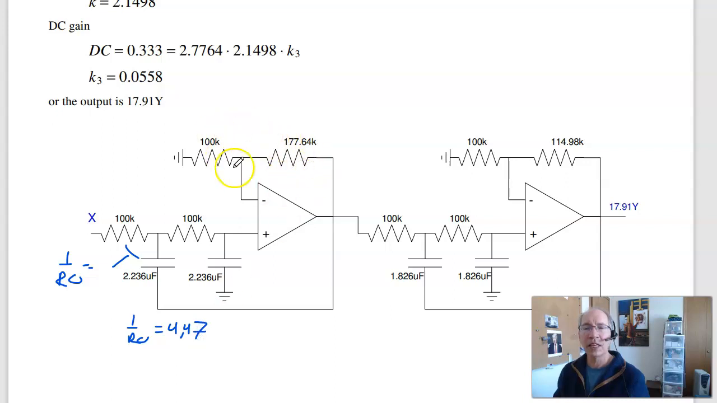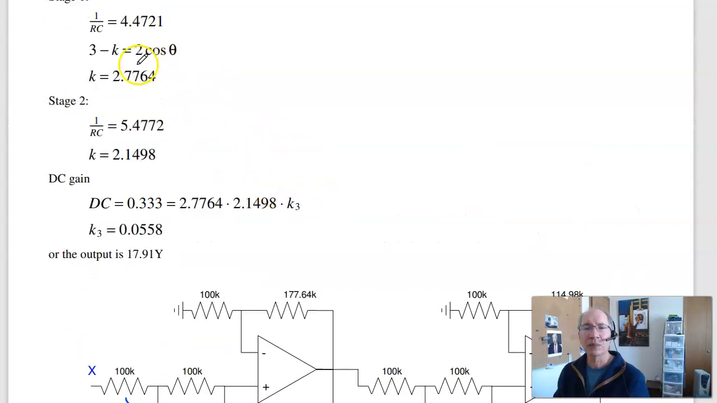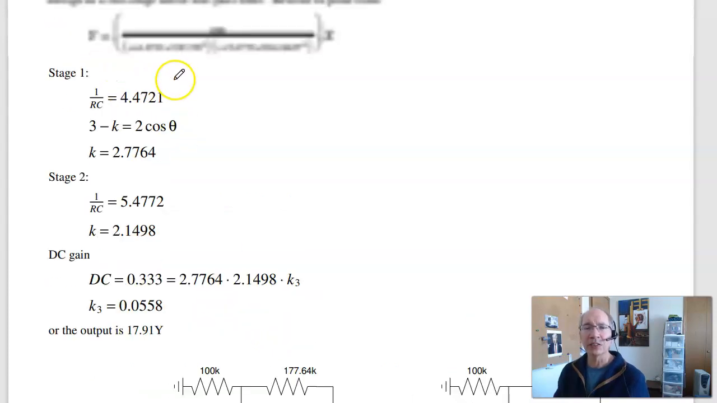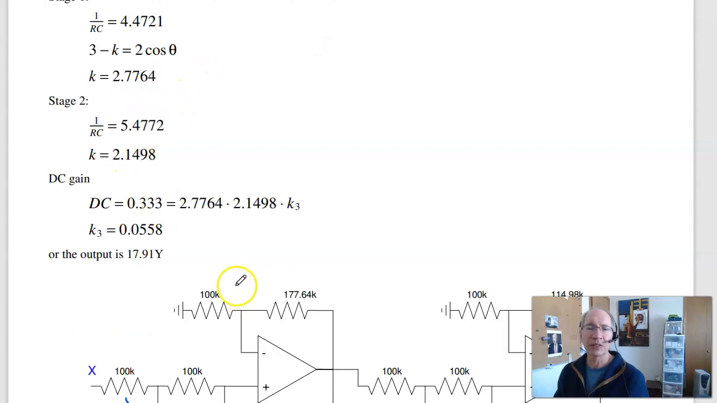To get the angle, that comes from here. To find k, that's 1 plus the ratio. It's 3 minus k is 2 times the cosine of the angle. The angle I want is 83 degrees. Gives me k is 2.77. So k is 1 plus the ratio.